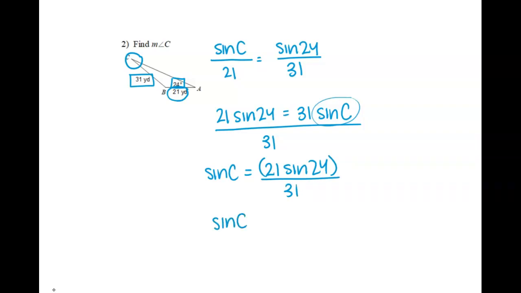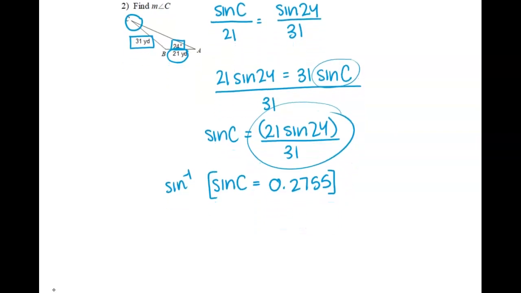So sine of C, if you put this piece in your calculator, you'll get 0.2755. I took 4 decimal places just to be extra accurate, I suppose. And then to undo our sine, we will do inverse sine.